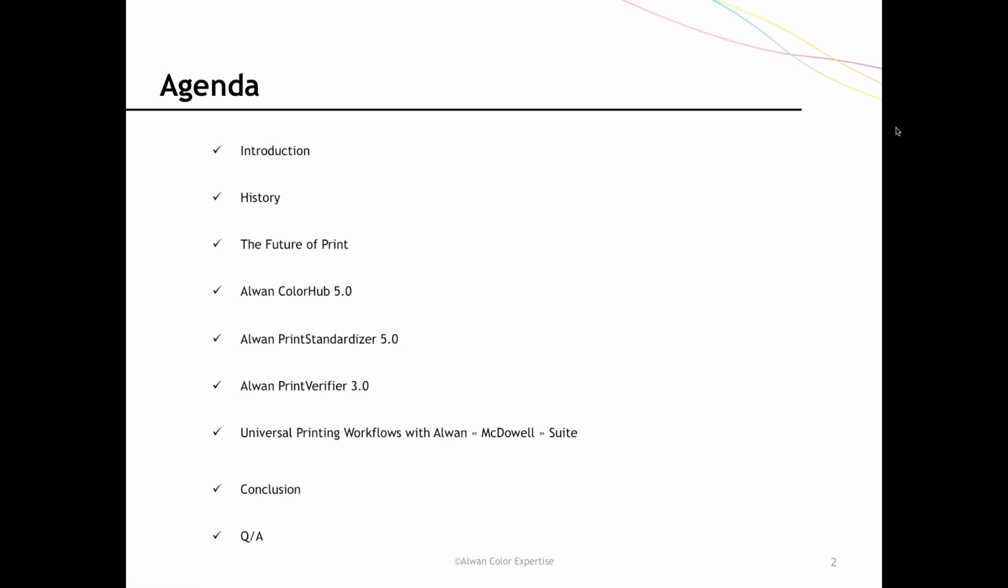Okay, sorry about that. So we are going to start the webinar by reminding you of the agenda. We will have a short introduction on the history of the printing industry, where the printing industry is heading, and Manu will be presenting you the Alwan suite with ColorHub, PrintStandardizer, and PrintVerifier software, what they can do for you, what they can do for your customers. And we will conclude the webinar with a QA session.